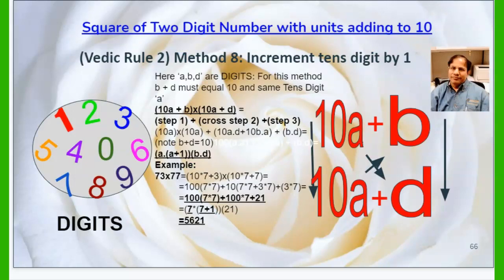So if I have 10a plus b, and then we have 10a plus d, that is two digits ab, ad, a being the first, the tens digit being the same, and then adding the units digits b plus d equals 10, then we can get the answer as previously, where we increment the first left digit and then multiply by the right digit to get the answer. So let's write it out and see with an example.